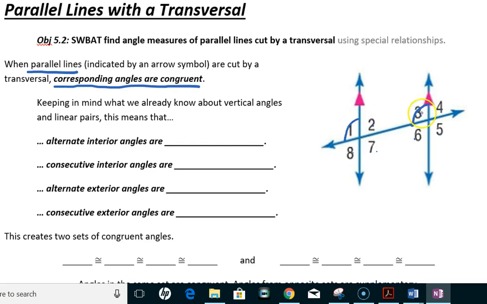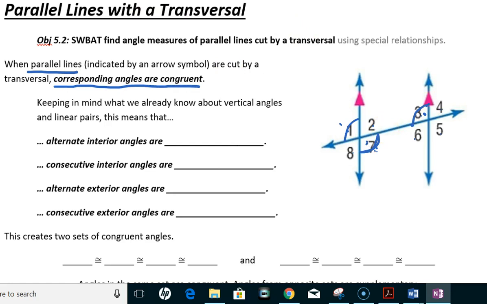When the lines cut by a transversal are parallel, so they must be parallel to get corresponding angles congruent, then we use what we know about linear pairs and vertical angles to help us figure out all the other angle pairs. It turns out that those angle pairs called alternate interior angles are also congruent. If angle 1 is congruent to angle 3, and we also know that angle 1 and angle 7 are congruent vertical angles, so naturally it follows that angle 3 and angle 7 are congruent.